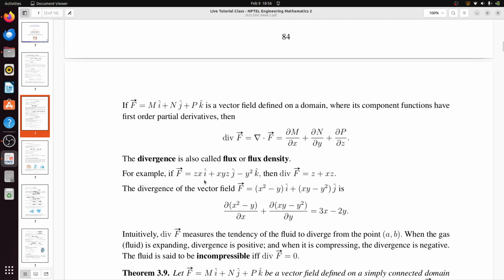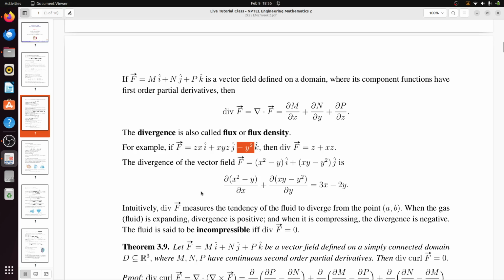For example, if F = zx i + xyz j - y² k, then divergence of F is equal to z plus xz. How? Just consider del M/del x, which gives you z, del N/del y gives you xz, and del P/del z from minus y² gives you 0. So the divergence is also called the flux or flux density.